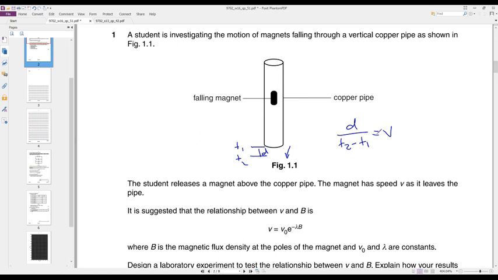So as long as you imagine some way of measuring it, they are going to be happy. In the mark scheme, they say, method to determine time at bottom of tube. So some method to determine a time interval coming out the bottom of the tube. That's all they want. As long as you've come up with some way of doing that, they're happy.